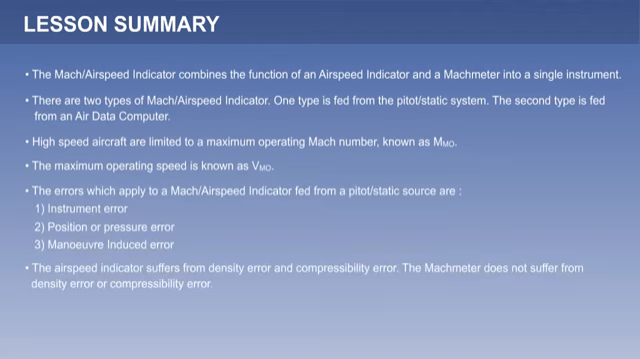The errors which apply to a Mach airspeed indicator fed from a pitot-static source are: 1. Instrument error. 2. Position or pressure error. 3. Maneuver-induced error. The airspeed indicator suffers from density error and compressibility error. The Machmeter does not suffer from density error or compressibility error.